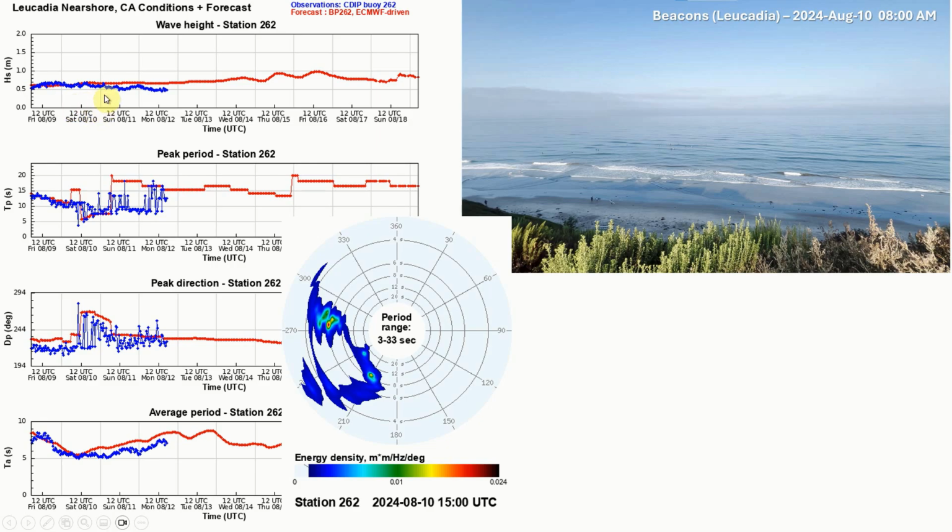So that roughly coincides to right about, so that's 13. So that'll be roughly about right here in the plot. And so again, you see very low waves, right? I don't think it gets a whole lot lower than this, about 1/2 meter out there, which is a couple feet. If you just eyeball here, this is roughly what you're seeing.